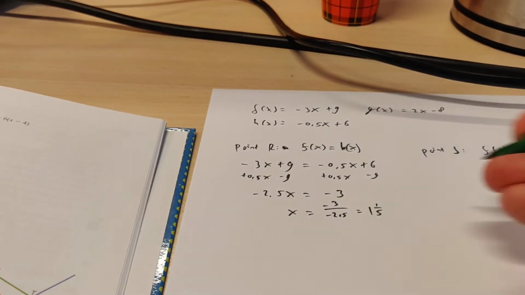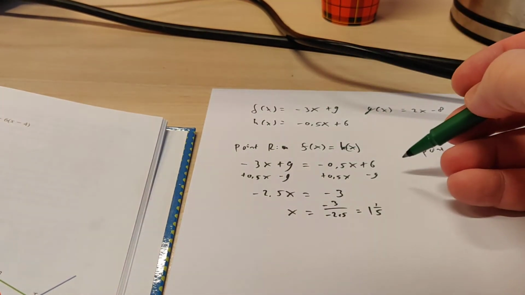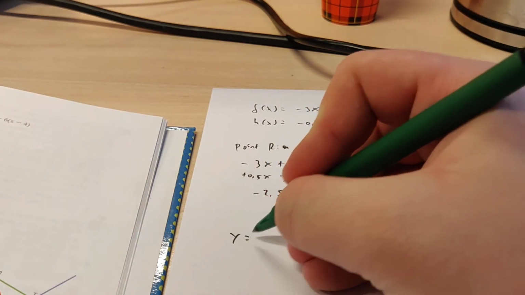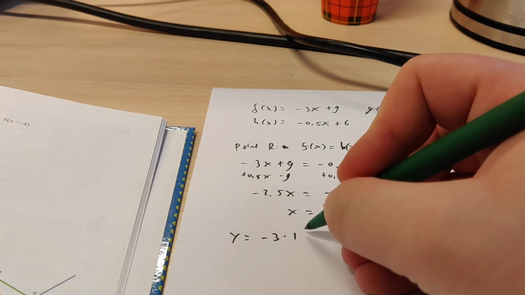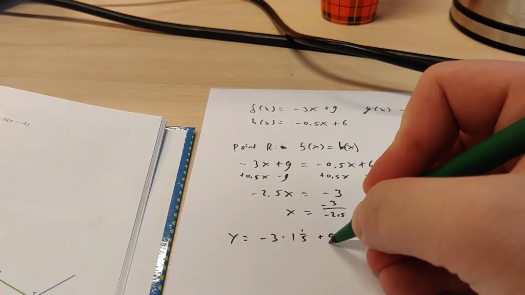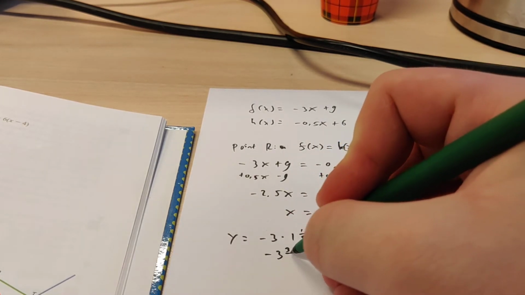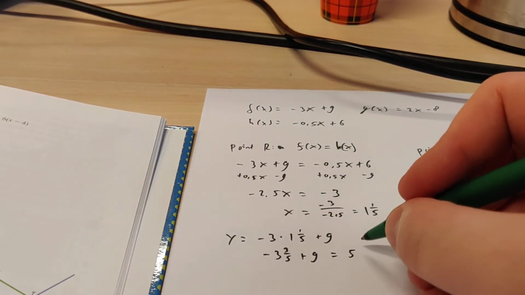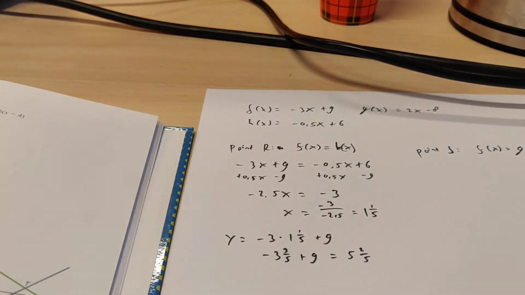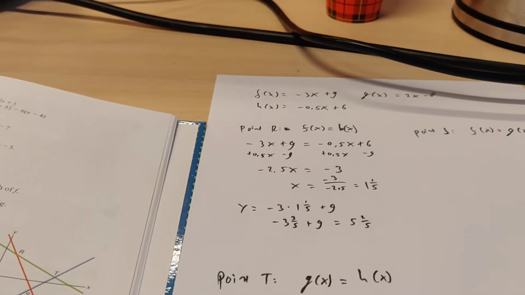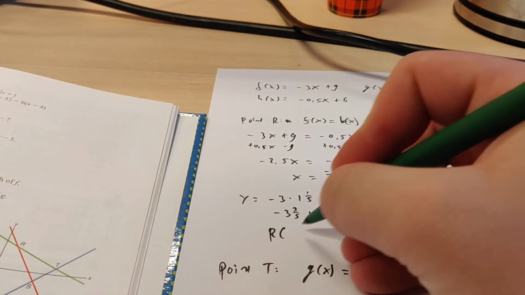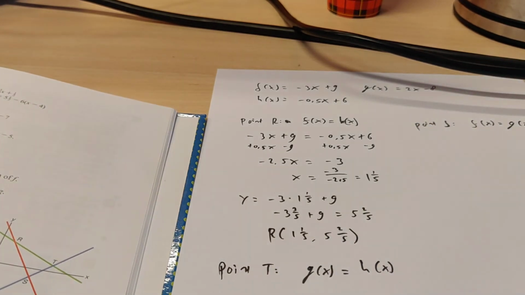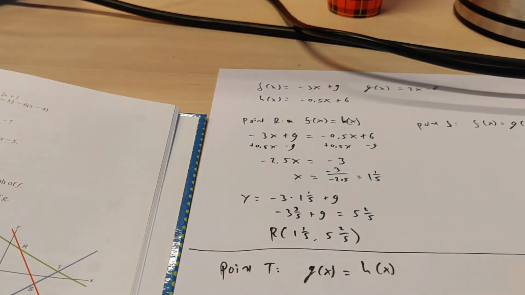So we're going to take the 1/5 and we're going to fill it into one of those formulas. I think this one is a bit easier because here I have another broken number and I don't like that. So we're going to do minus 3 times 1/5 and then plus 9. So this is minus 3 3/5, and then we're going to add 9 to it. So then you will have 5 2/5. Alright, so the coordinates for point r are 1/5 and 5 2/5. And if you want, you can also use decimal numbers if you prefer that.